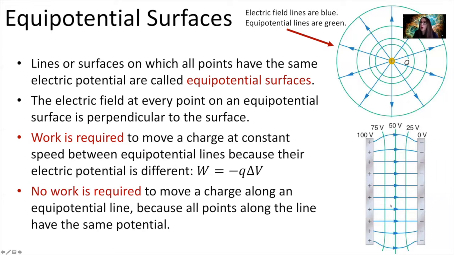We can also draw equipotential surfaces between our parallel plates. We've got our positive plate and our negative plate. We've got the electric field lines between, pointing from positive to negative. And then we have our equipotential surfaces. Those are these vertical lines that identify points away from the plates where you have the same potential.